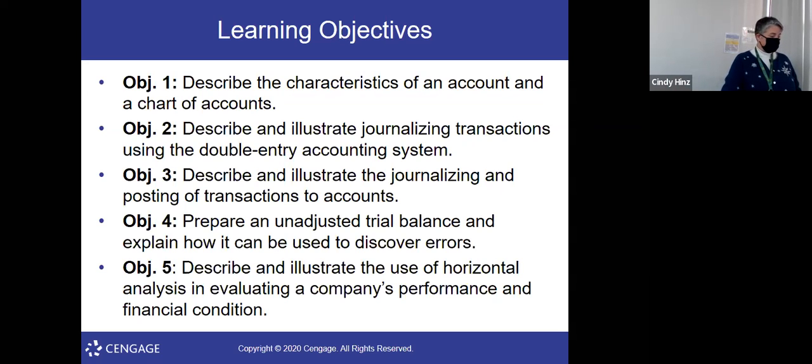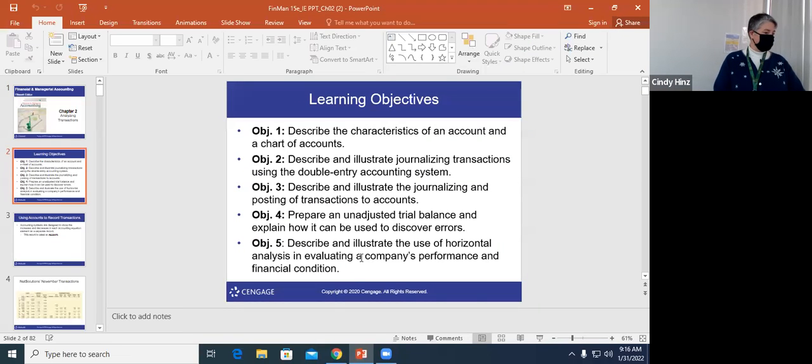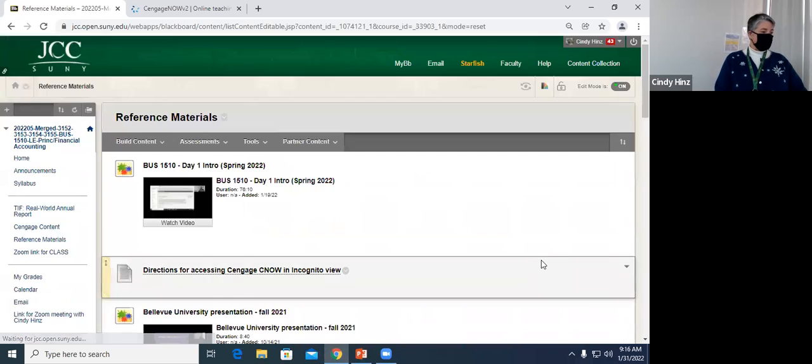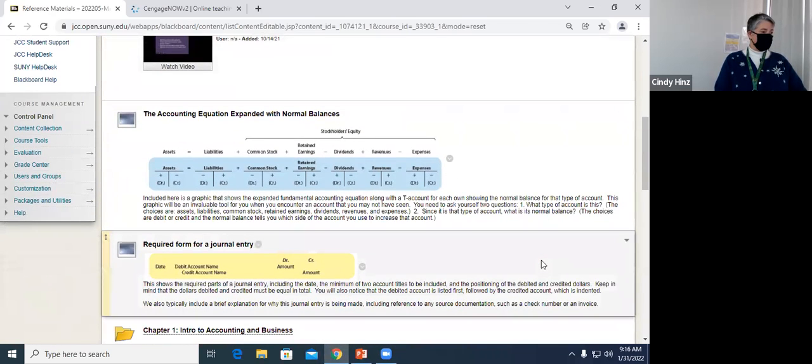In the reference materials in Blackboard, I've already showed you the two reference material pieces, and I guess I should probably do that again. So let me go show you those. The two reference materials that are related specifically to this chapter are introduced in this chapter. They are actually on the main page of the reference materials. They're not in the Chapter 2 folder.